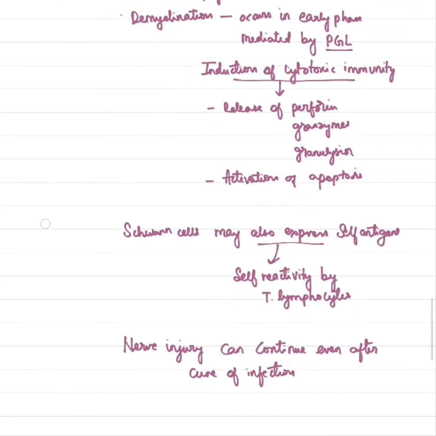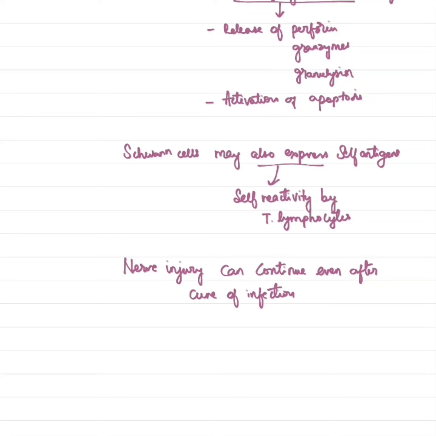Another route by which Schwann cells can be affected is that Schwann cells may express self antigens following the infection by M. leprae, thereby leading to self reactivity by the T lymphocytes. It is important to note that this nerve injury can be acute or chronic, and it can continue even after the cure of infection.